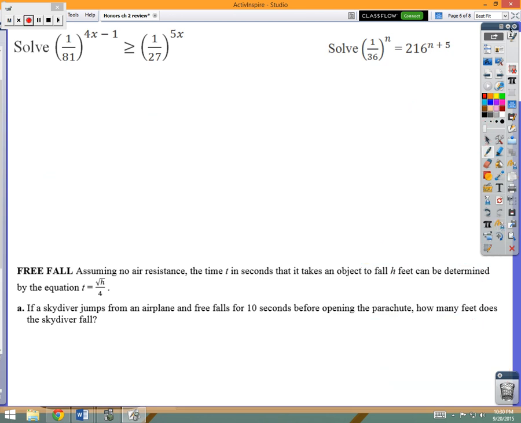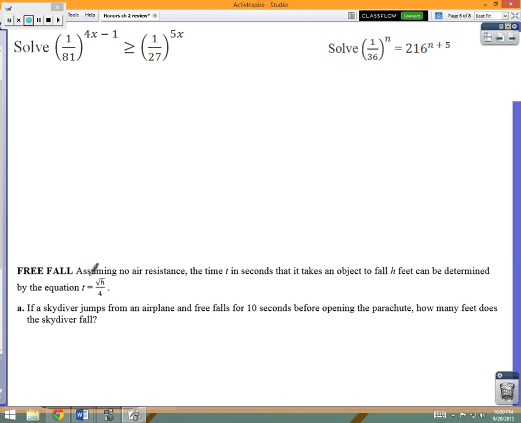Alright, free fall. So if we give you a formula, T is time, H is measuring distance in feet. I think they're just going to give you some values. You've got to plug them into the right spot in the formula. So if a skydiver jumps from an airplane, free falls for 10 seconds, that's the time, before opening the parachute, how many feet does he fall? So instead of T, I'm going to put 10 equals square root of H over 4. So now we just got to solve for H, how many feet.